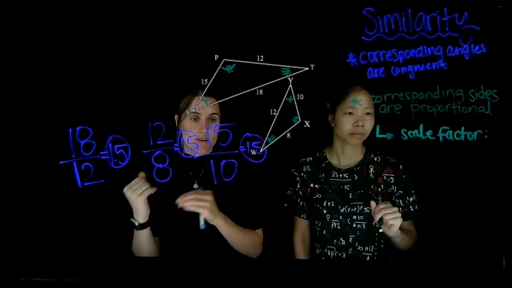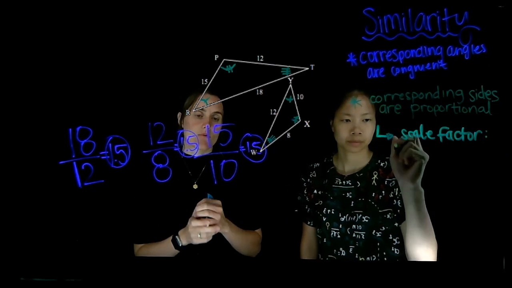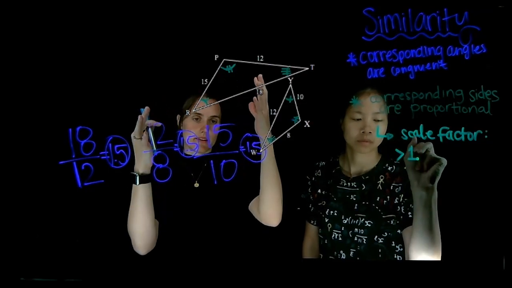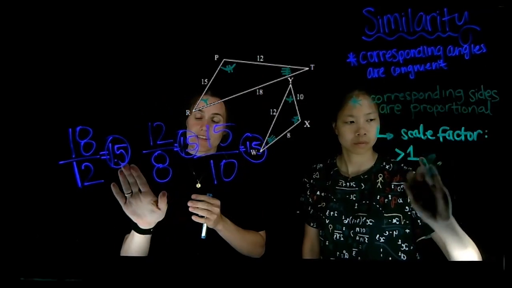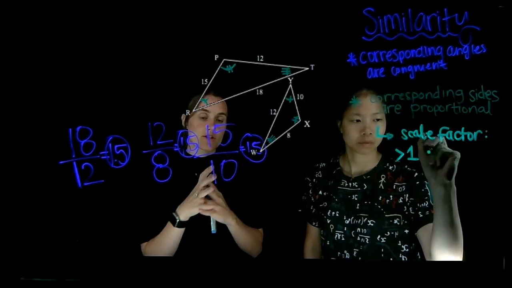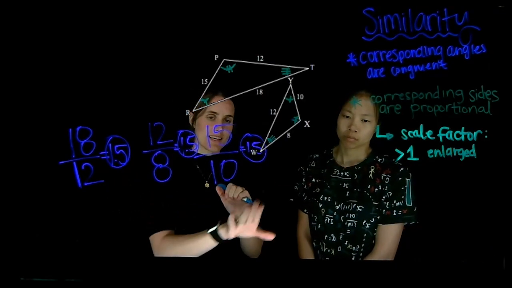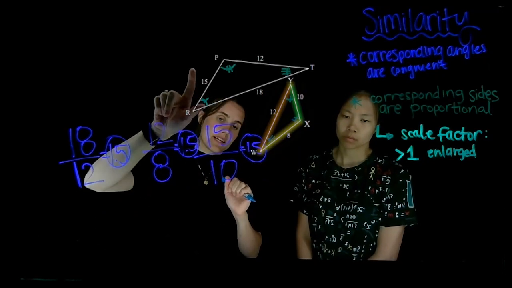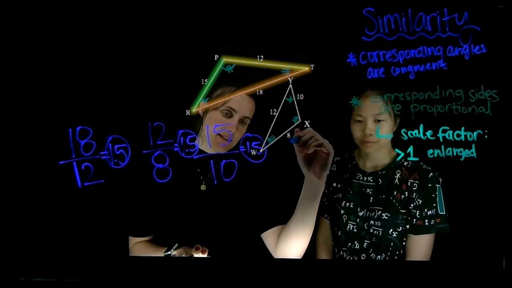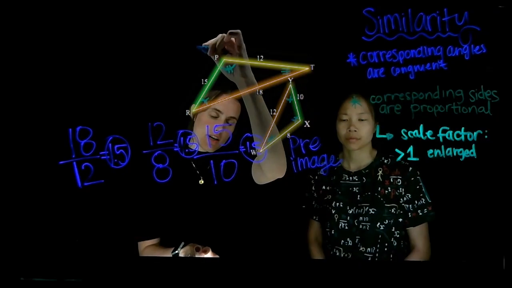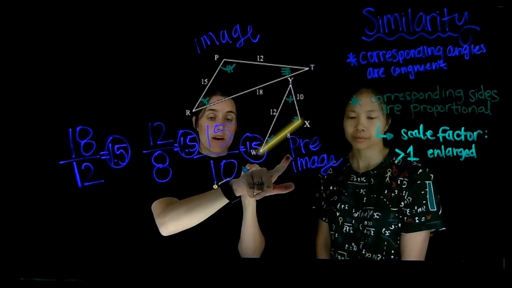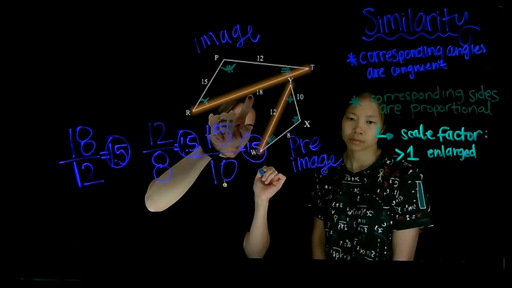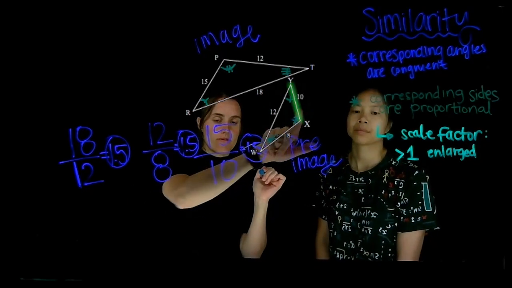And if you remember back to our last video, our scale factor tells us what we have to multiply each side by to get the new side length of our new dilated shape. So in our last video, we talked about how if our scale factor is greater than 1, it means that our shape is growing. So this scale factor is taking each side length of the smaller shape, multiplying it by 1.5, and then getting the resulting larger shape. In this case, this is my pre-image, and the larger shape is my image. If I took 8 and multiplied it by 1.5, it's going to give me 12. If I took 12 and multiplied it by 1.5, I'm going to get 18. If I take 10 and multiply it by 1.5, I'm going to get 15.